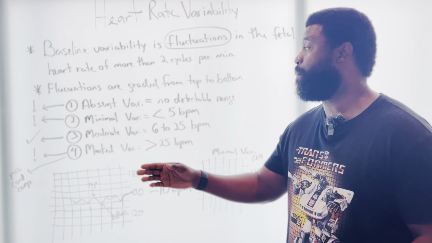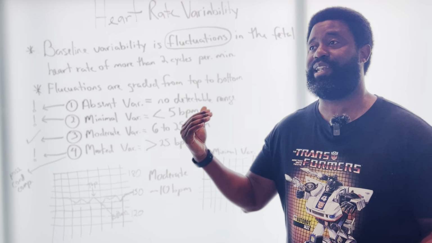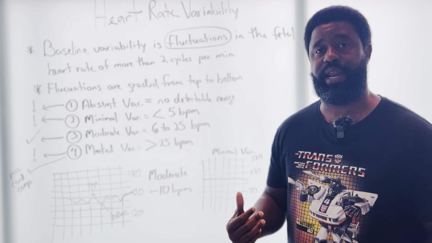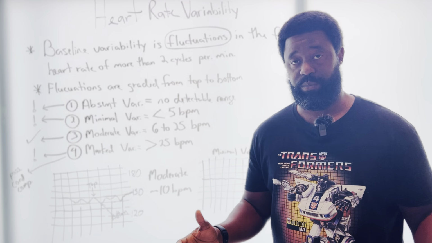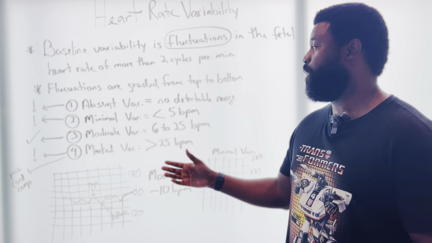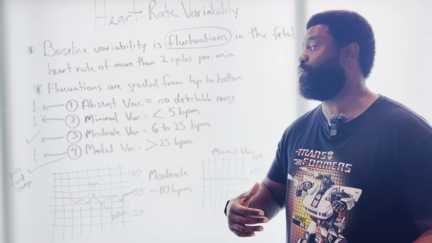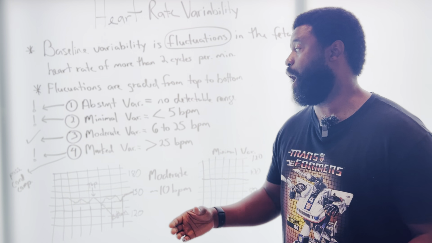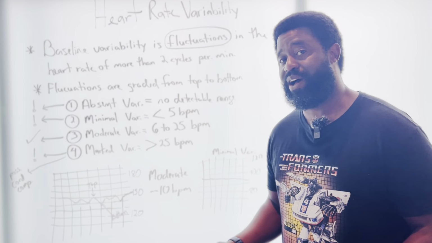Number 2 is minimal variability, and for minimal variability, you have less than 5 beats per minute. Moderate variability, which is the good one, is anywhere from 6 to 25 beats per minute. That's going to give you moderate variability, and marked variability is going to be greater than 25 beats per minute.